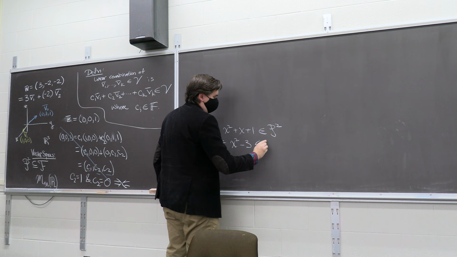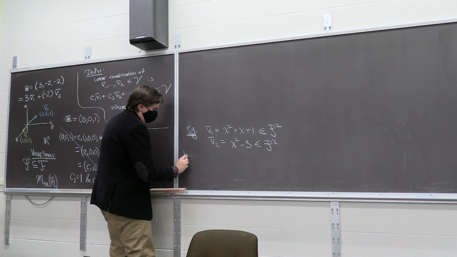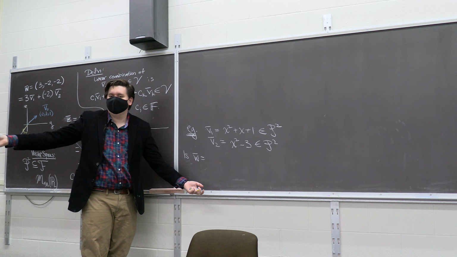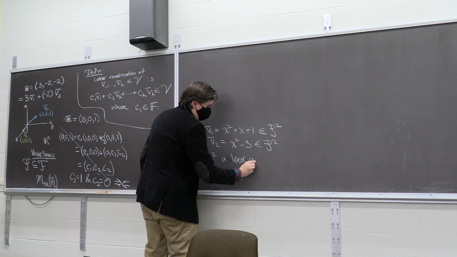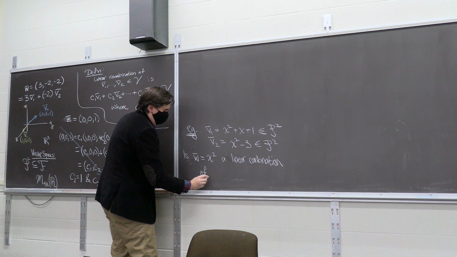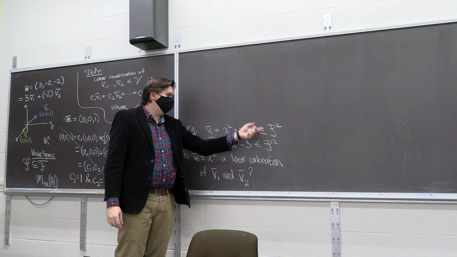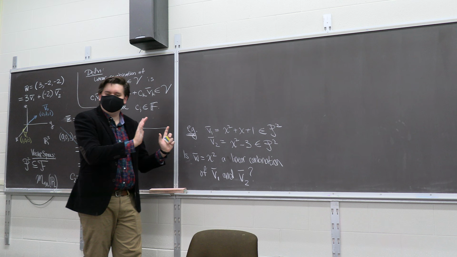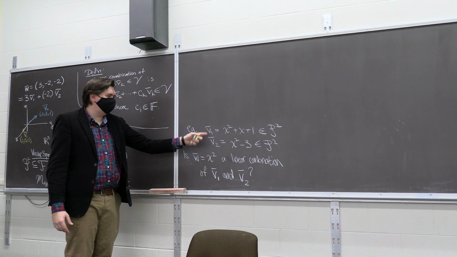So then what we can do is we can pick some other element of P2, and we can ask, for example, W, give me your favorite quadratic. x squared, okay. Is x squared a linear combination of V1 and V2? I haven't specified it, but I'm assuming here my scalars are coming from the reals, right? So these are polynomials with real coefficients, and I'm scaling by real numbers. Okay, so how could we possibly solve this? Can we build x squared from these other two polynomials by scaling and adding?